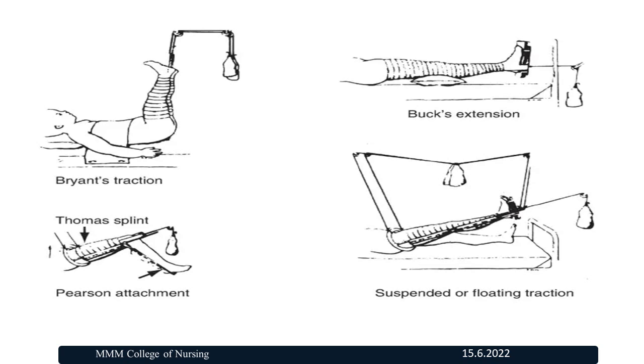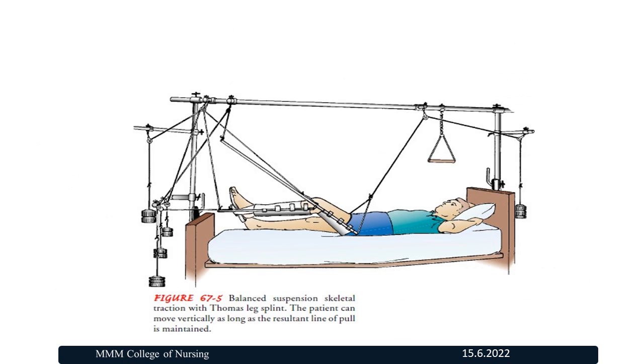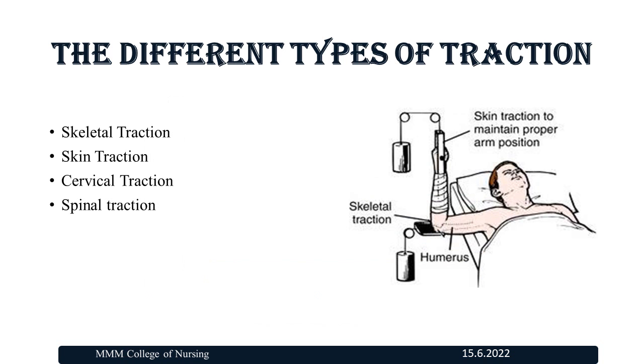These are some of the images: Bryant's traction, Buck's extension, Thomas splint traction, suspended or floating traction, etc. This is a balanced suspension skeletal traction with a Thomas leg splint.